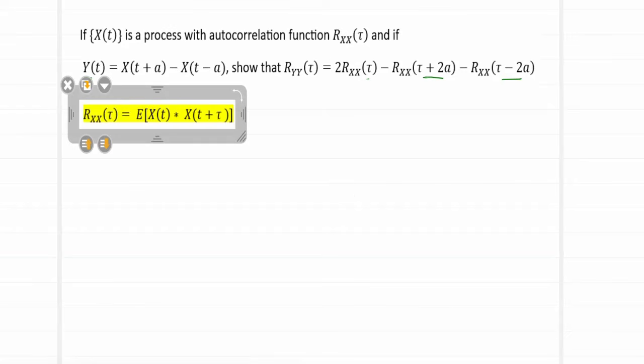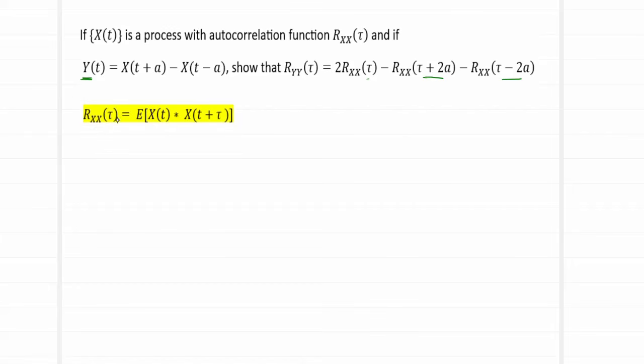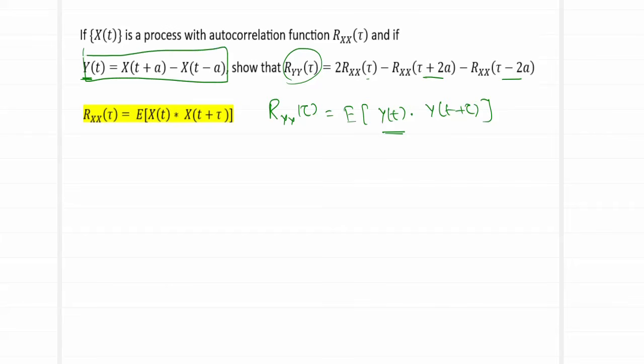We recollect the formula as Rxx of tau equal to E of x of t into x of t plus tau. But in place of Rxx, what we need is Ryy. So Ryy of tau will be the expected value of y of t product y of t plus tau. Now y of t has already been given to me. This is my y of t. I'll be making use of this.